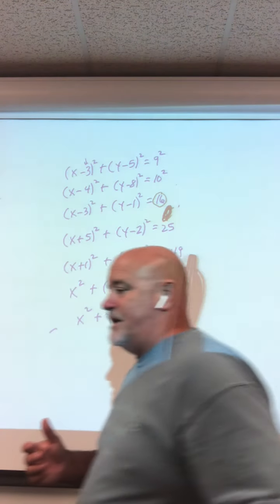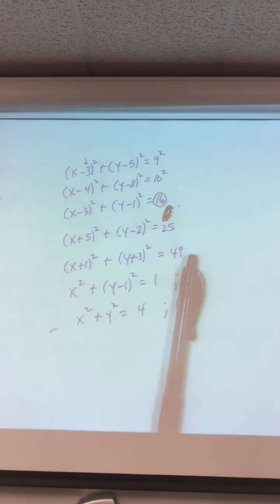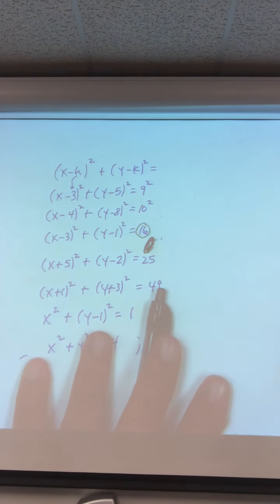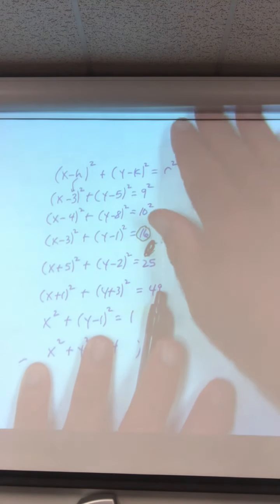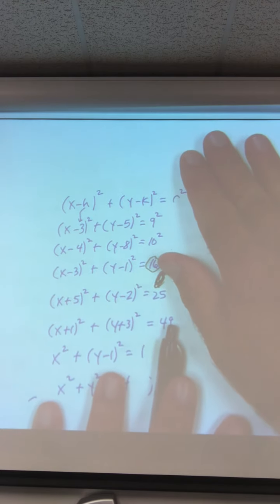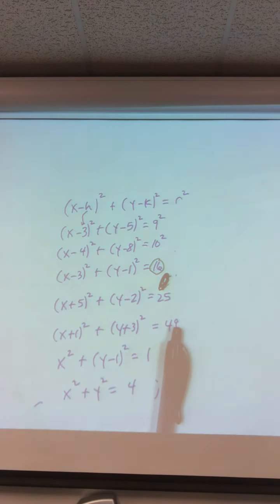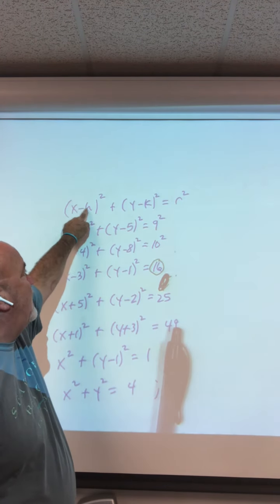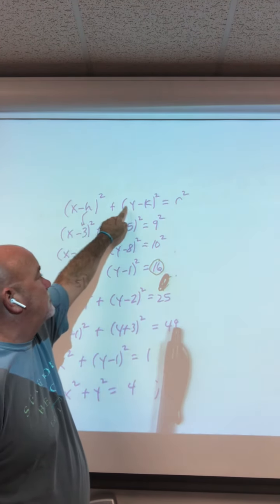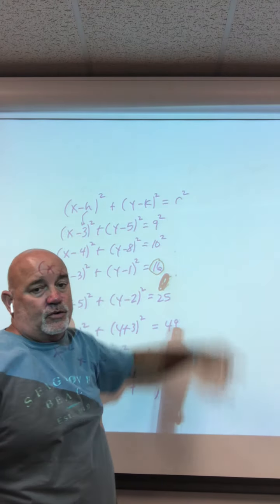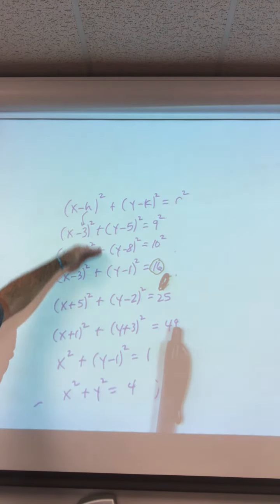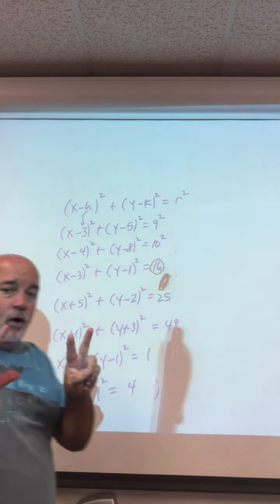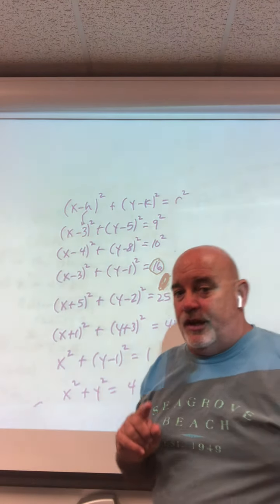All right, so just kind of sit back and watch now for just a second. Here's what I want you to notice first of all. You don't have to write this one up at the top. Remember, this is the center radius form of the circle: x minus h squared plus y minus k squared equals r squared. Here's what I want you to notice about every one of these, from 1 to 7. In all 7 of these problems, I want you to notice some things.